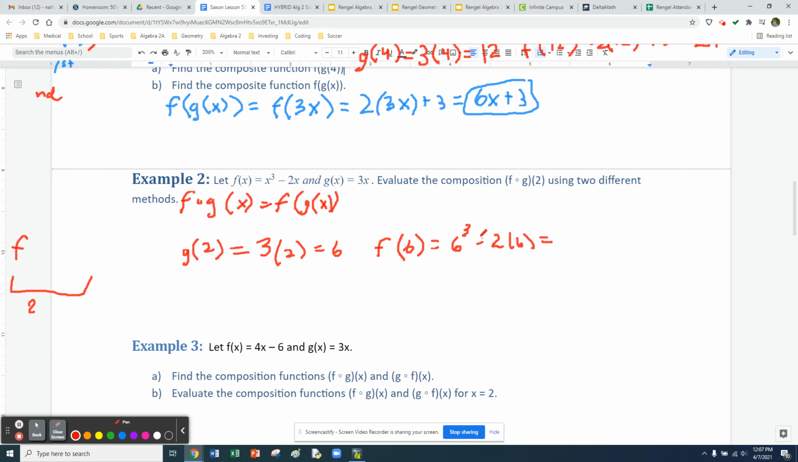And 6 to the third power is actually going to be 216. 216 minus 2 times 6, which is 12. That's going to give us 204. So there would be our final output. So f of g of 2, we input into the g function, gave us the output of 6. That output becomes the new input into my f function. We get 204.